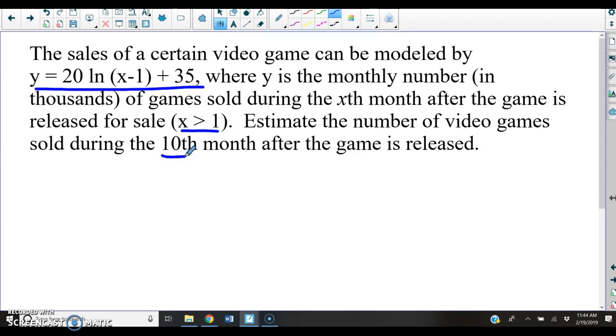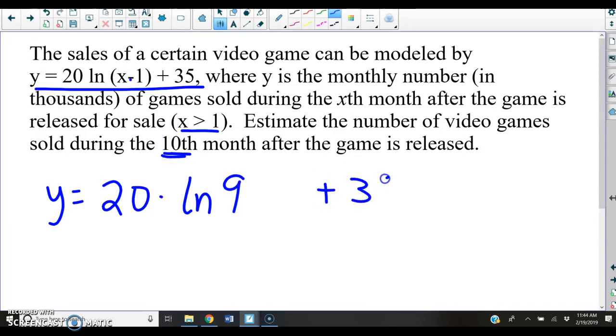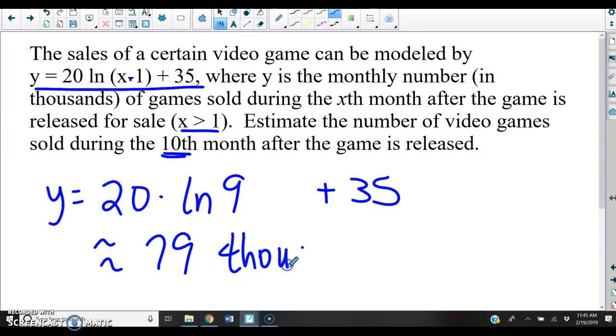So what they're asking you to do is just evaluate y equals 20 times the natural log of 10 minus 1, which would be 9, and then add 35. So practice that on your calculator. 20 times the natural log of 9, and then add 35. Okay? I got really close to 79. Okay? And this would be thousands. 79,000. Okay? So that was just practice using it.